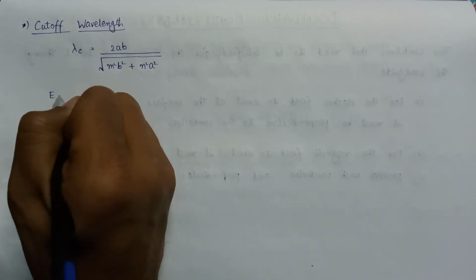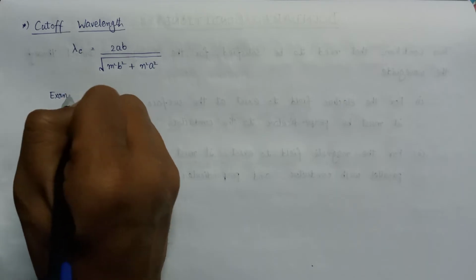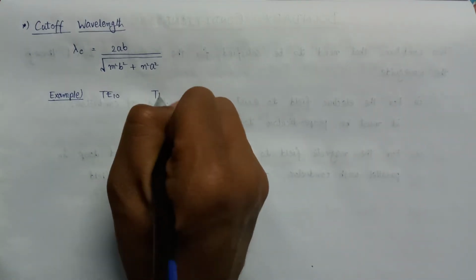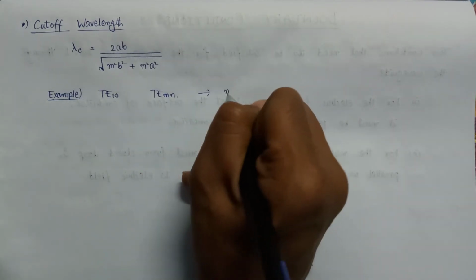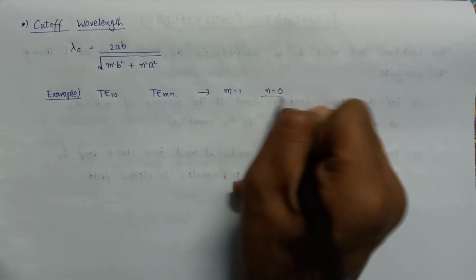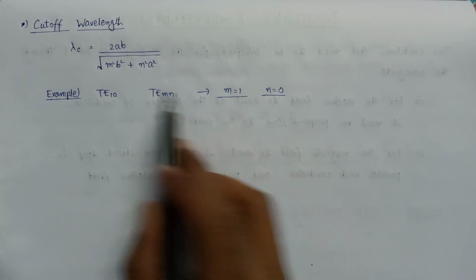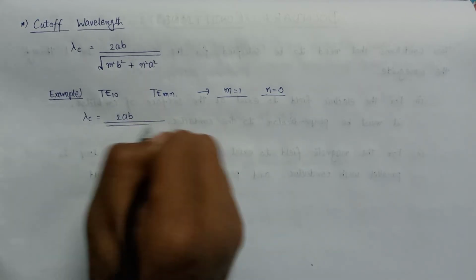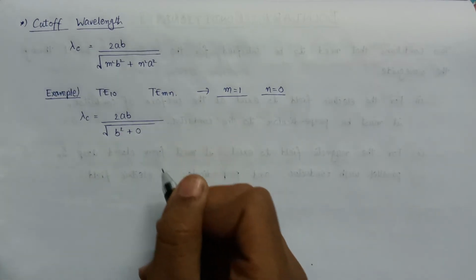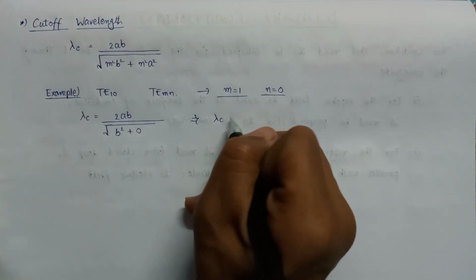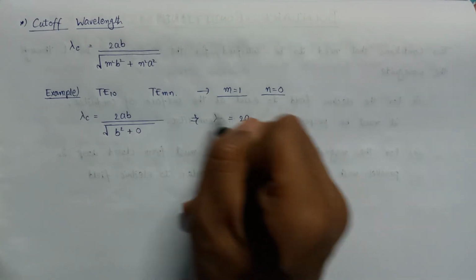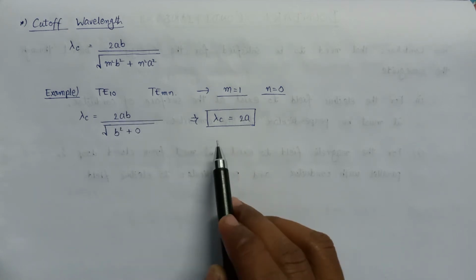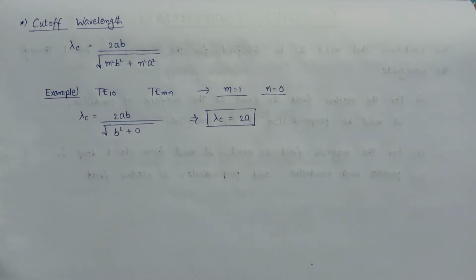Now let us evaluate the cutoff wavelength for TE10 mode. Here is TE10 mode, and on comparing it with the convention of TE-mn mode, we get the value of m equals 1 and the value of n equals 0 only. On substituting the values of m and n in this expression, we get lambda c equals 2ab over the square root of b squared plus 0 only. So it can also be simplified as lambda c equals 2a. So this is the cutoff wavelength for TE10 mode, and in this way we can calculate the cutoff wavelength for any mode that is given to us.